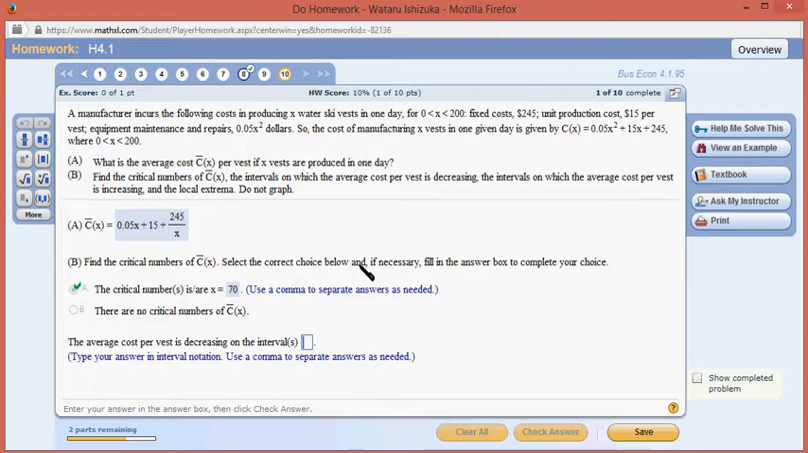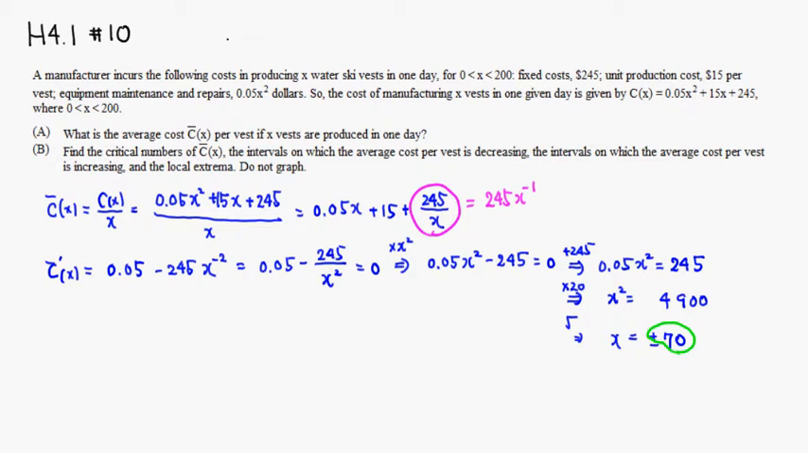Is the average cost decreasing on an interval? Let's look at the interval here. You do a number line. This is going to be between 0 and 200, and you have a critical number 70. So we can just try x equals, say, 1, and anything bigger than 70, so I'll try x equals 80 or something like that. Then you just have to look at the sign.